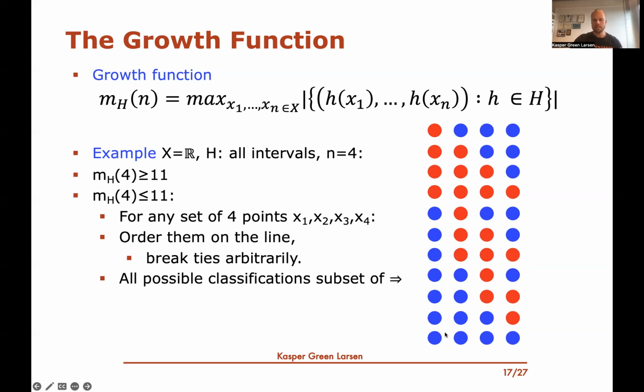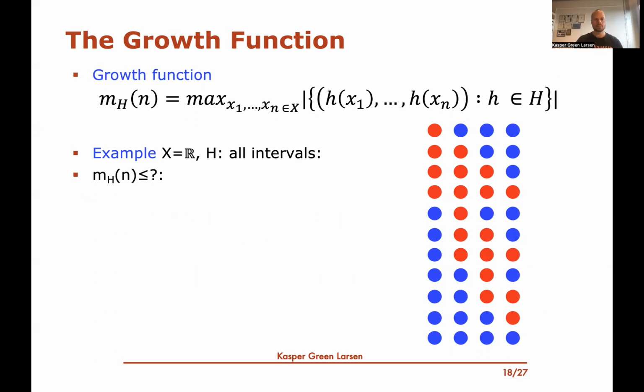There's no way to generate a labeling, or an interval, that includes the first point and the last point but none of the ones in between, right? If they're ordered on the line, that's just not possible for an interval. Okay, so the growth function here is actually equal to 11.